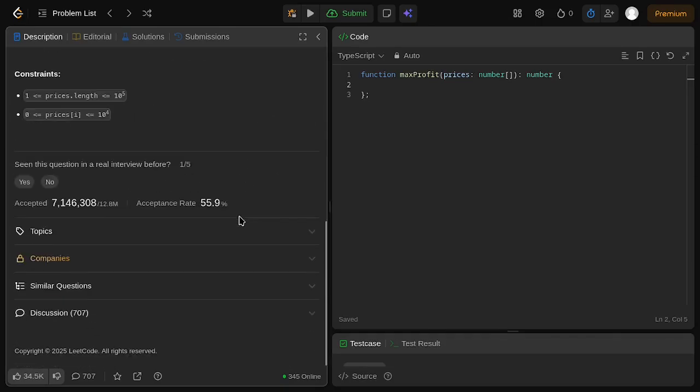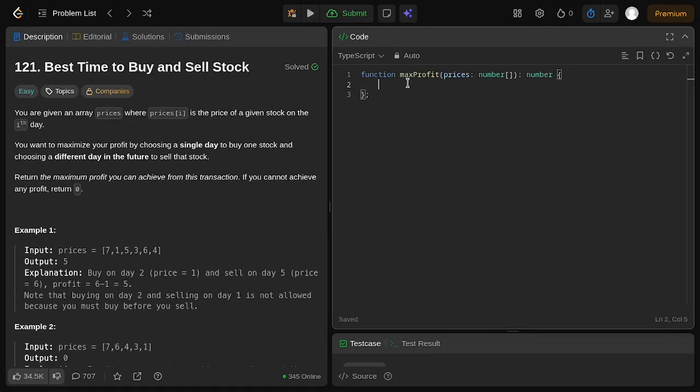And so let's solve this out. The first thing is that we declare the profit as 0. If we don't have any profit, then we will return 0. Then we declare that profit equals 0, and temporarily return the profit.